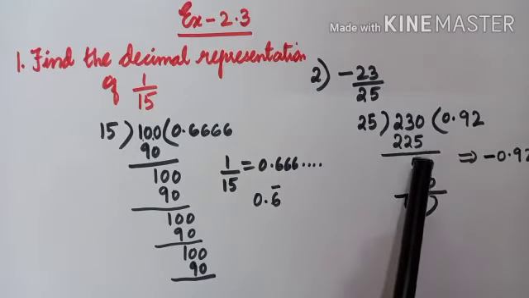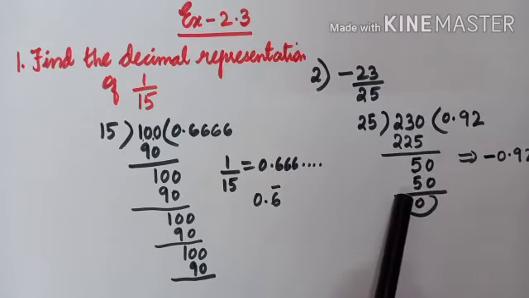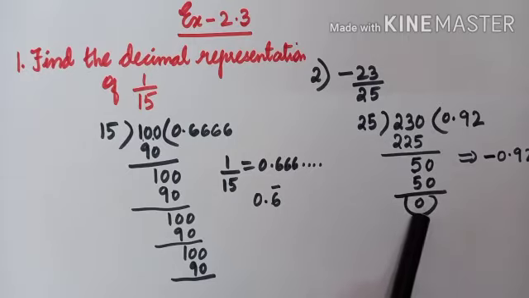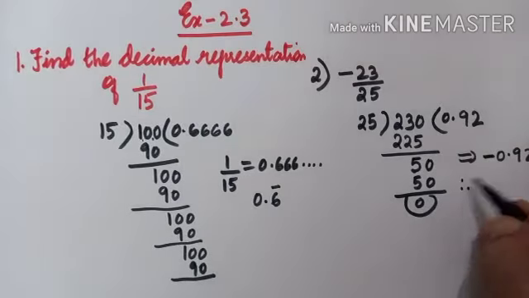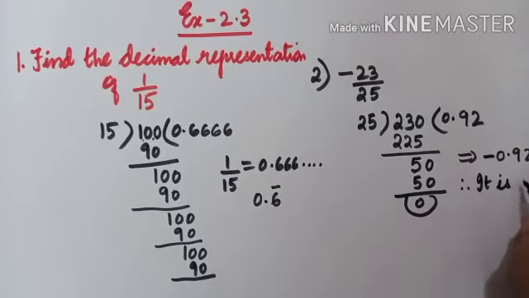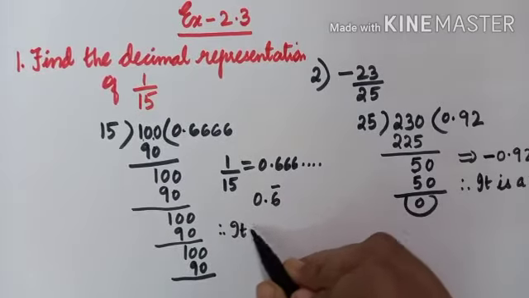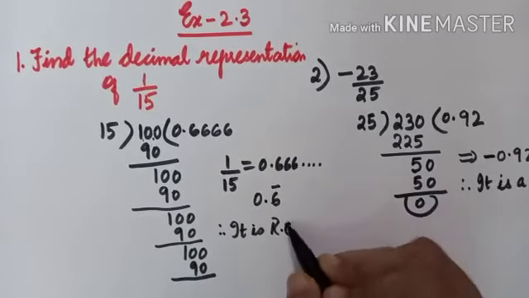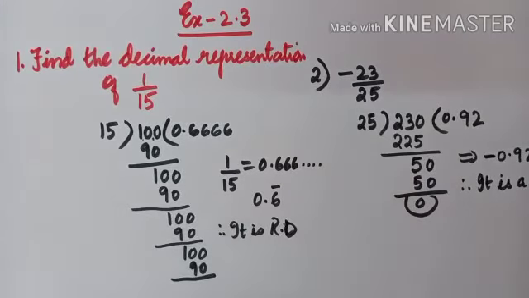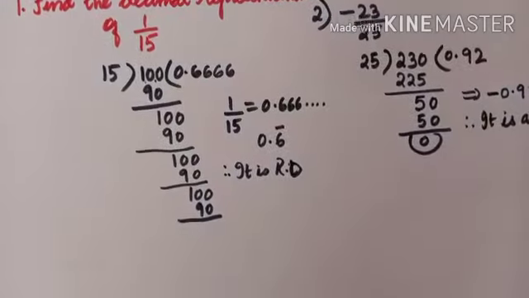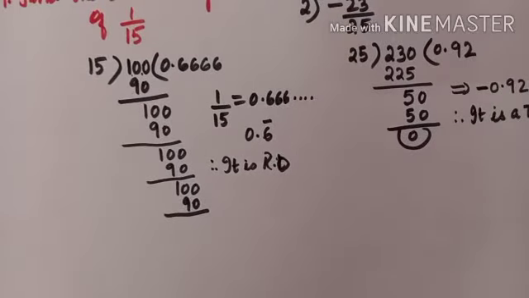Okay, after 2-3 steps, we are getting the remainder as 0. That means this type of decimal is a terminating decimal. Therefore you can write it is a terminating decimal. Here it was a recurring decimal. Okay, so now the next question is, let me do it here.